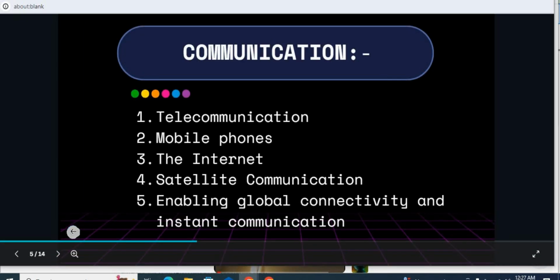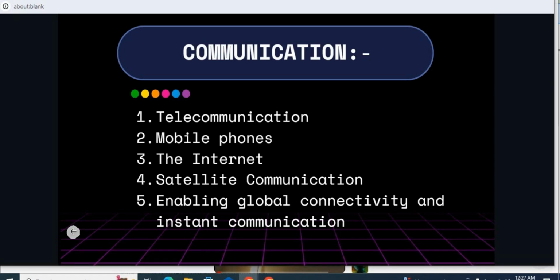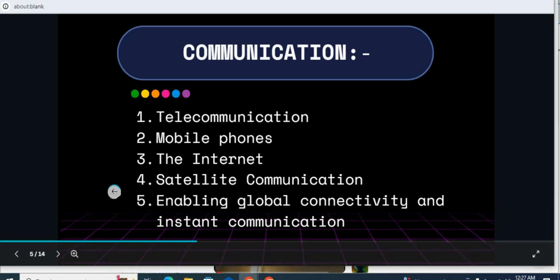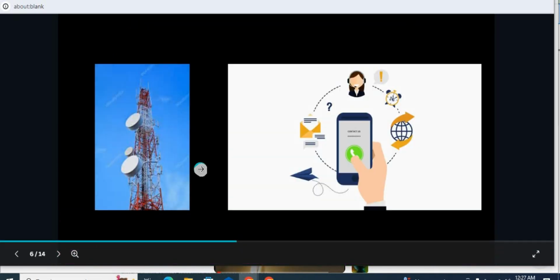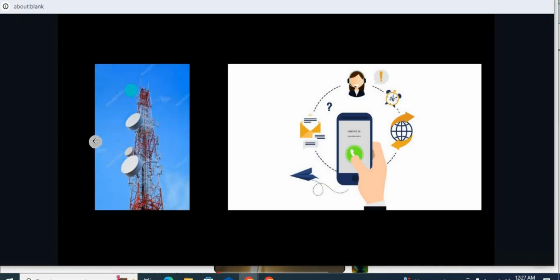The first field is communication. Telecommunication, mobile phone, the internet, satellite communication, and these enable global connectivity and instant communication. Without electronics, mobile communication is not possible, telecommunication is not possible, and the internet and satellite, electronics is essential for these communications. This is telecommunication. If you see any tower nearby you, that means that is based on telecommunication.